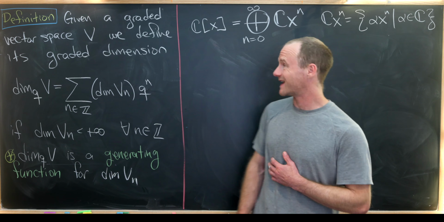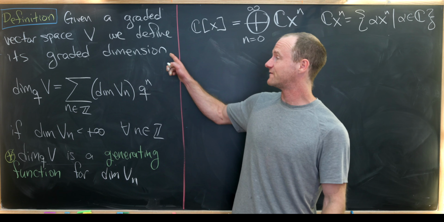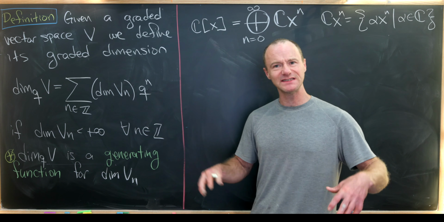So moving on to our next definition, let's say that we've got a graded vector space, a Z-graded vector space, like the examples we just looked at. We define its graded dimension as follows, and this is the measurement I was talking about. So I'll denote it by dim_q of V. So it's like the q-dimension, if you will.